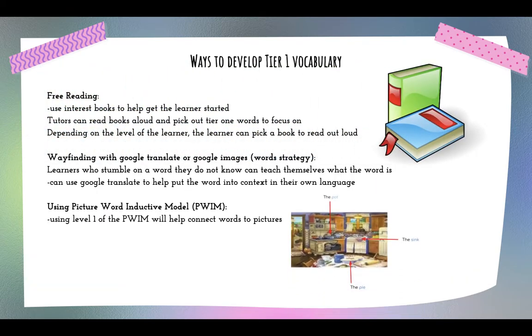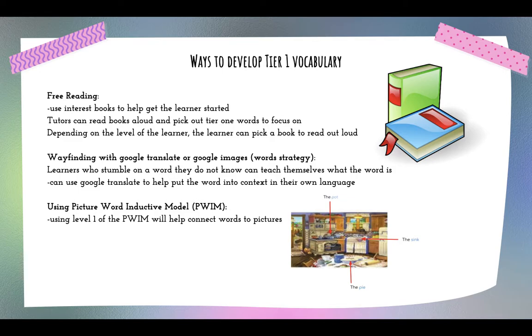Here are some suggestions for ways to develop Tier 1 vocabulary. Free reading. Use interest books to help get the learner started. Tutors can read books aloud and pick out Tier 1 words to focus on. This is great for learners to hear pronunciation and the cadence of reading. Depending on the level of the learner, they themselves can pick a book to read out loud.